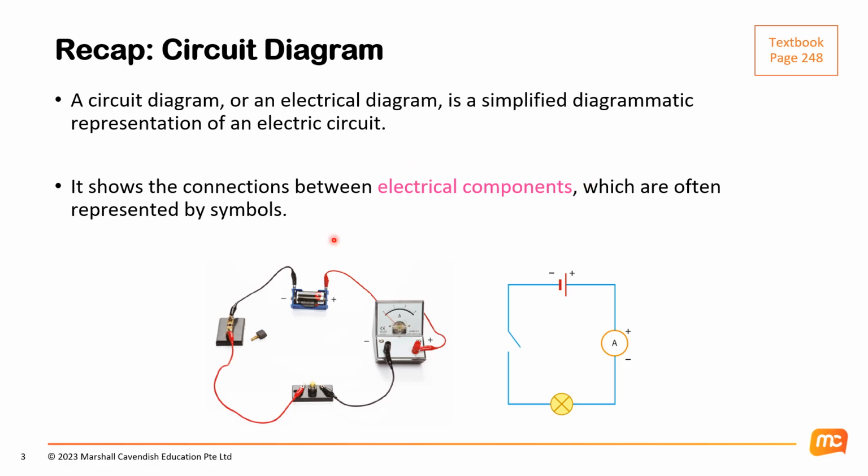So for example, this is how an example of an electric circuit looks like in real life, and how we will represent that on a diagram will be as such. For example, this will represent a bulb, this will represent an ammeter, right? And then of course our battery, with the longer vertical line representing the positive terminal.